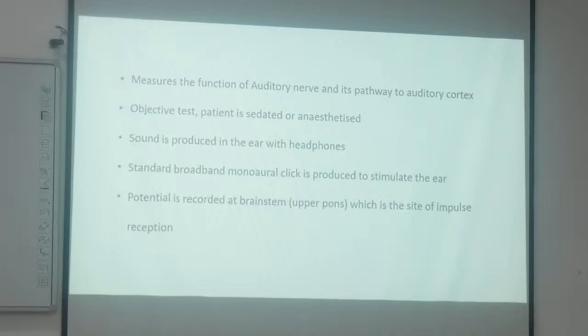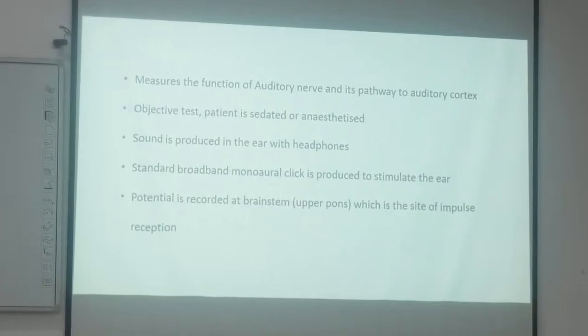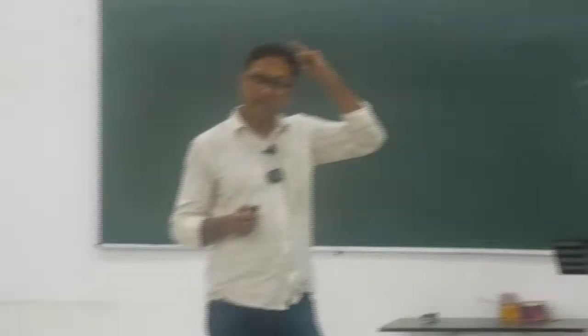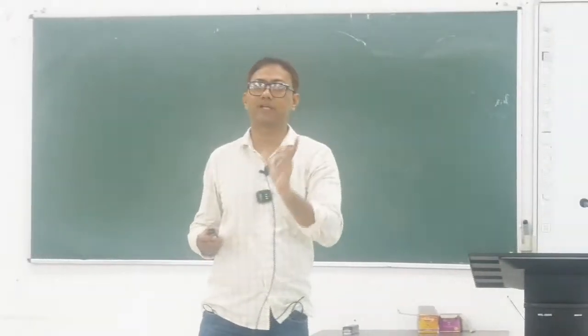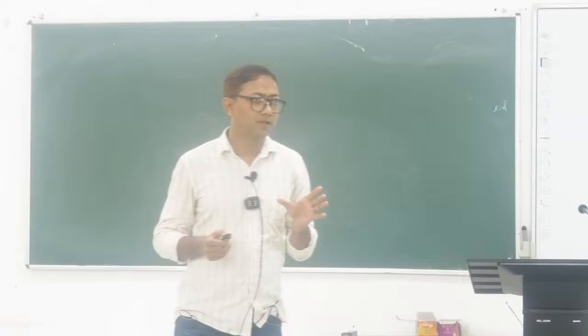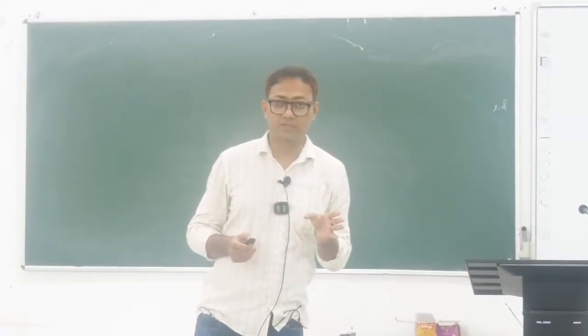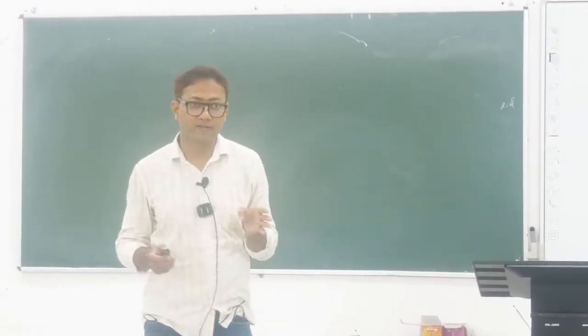First of all, what are we checking? We are checking the integrity of the pathway from the auditory nerve to the cortex, right? Whether the pathway is intact or not, if there is any damage somewhere.